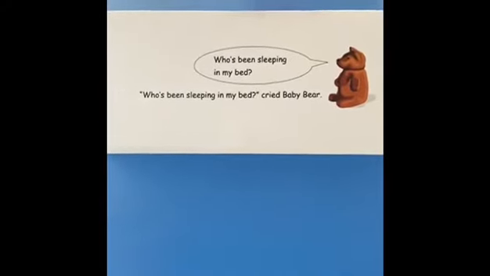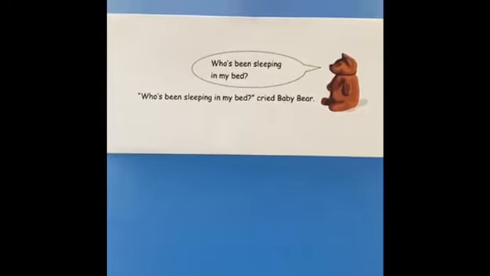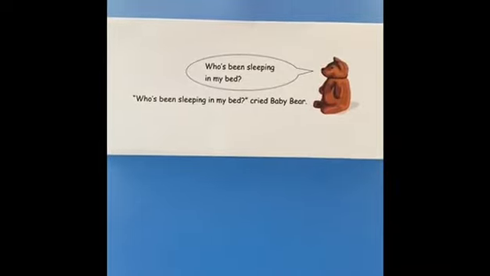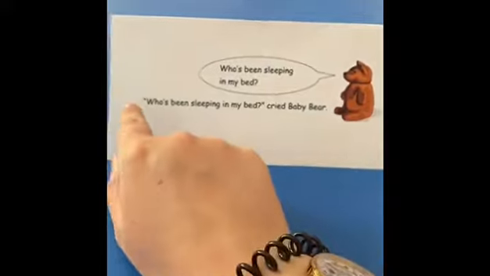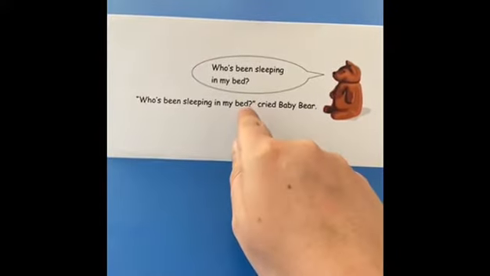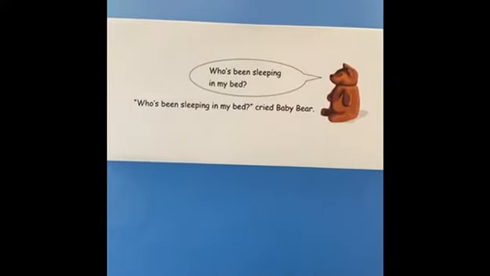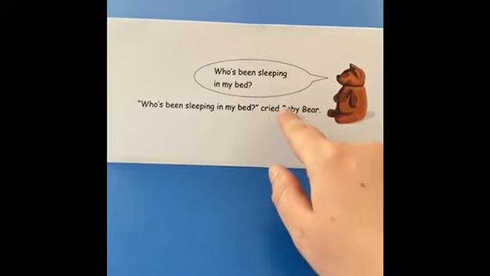Here I've got a picture of a character from one of my favourite stories, Goldilocks and the Three Bears. Now you can see he has a speech bubble there and he's saying, "Who's been sleeping in my bed?" And underneath we've written the speech using speech marks. We've started it with our opening speech mark, a question mark and a closing speech mark. We've also got cried baby bear.